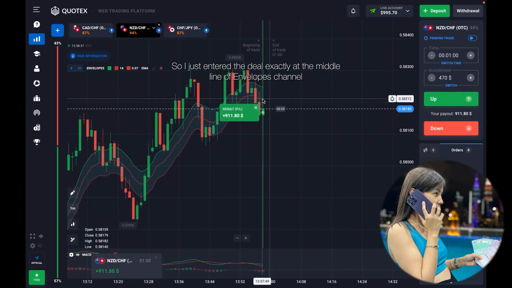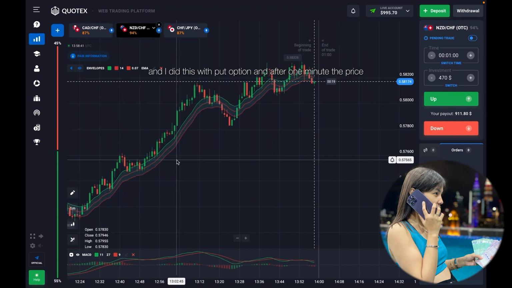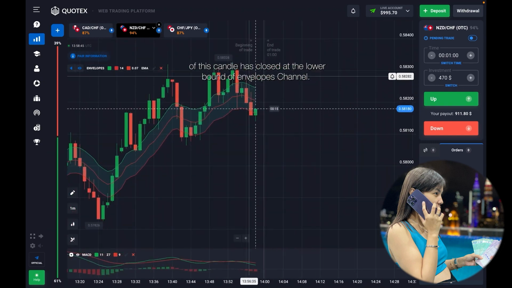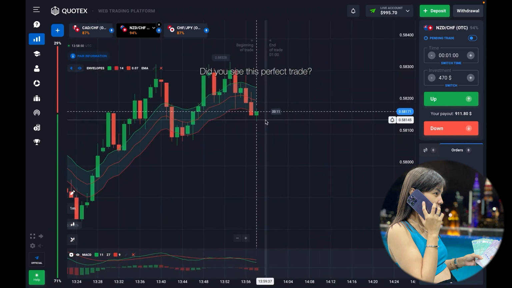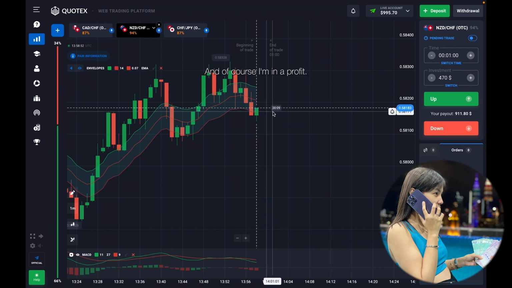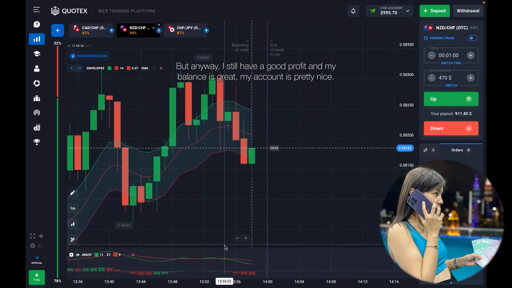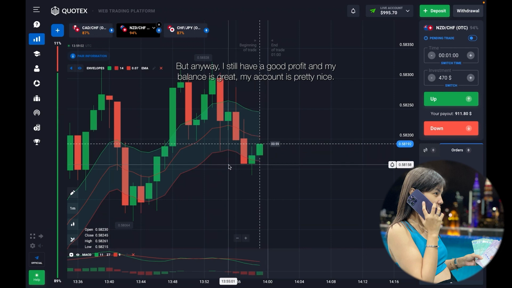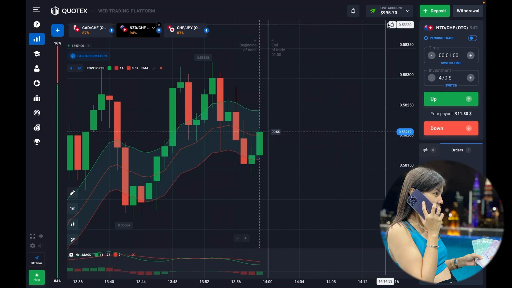Amazing, guys. I just entered the deal exactly at the middle line of the Envelopes channel, and I did this with put option, and after 1 minute the price of this candle closed at the lower bound of the Envelopes channel. Did you see this perfect trade? And of course I'm in profit. Even though I traded here not with my whole wallet, I still have a good profit and my balance is really great. My account is pretty nice, close to thousands of dollars.